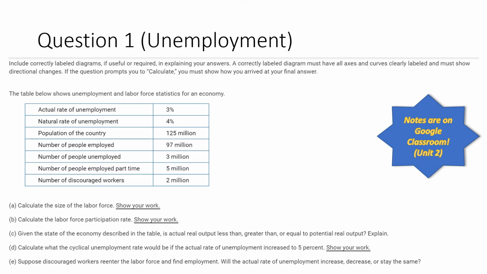Then it wants to know, given the state of the economy described in this table, is the actual real output less than, greater than, or equal to the potential real output? And we need to explain. Remember, it's very important if it says explain. Calculate what the cyclical unemployment rate would be if the actual rate of unemployment increased to 5%. Once again, we need to show our work. And last of all, suppose discouraged workers re-enter the labor force and find employment. Will the actual rate of unemployment increase, decrease, or stay the same?